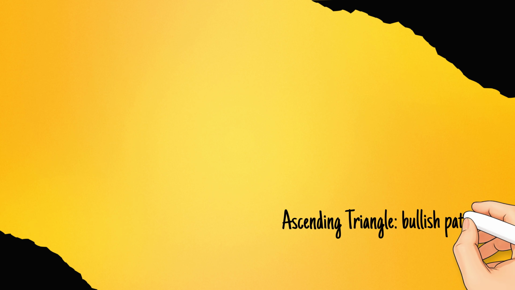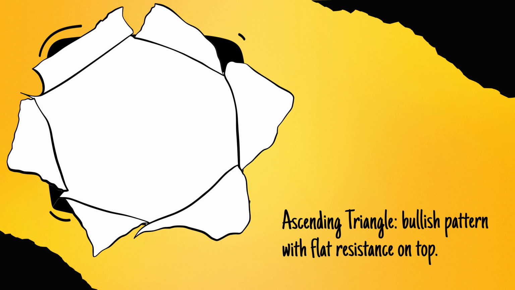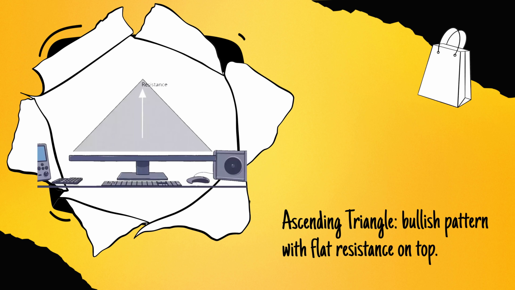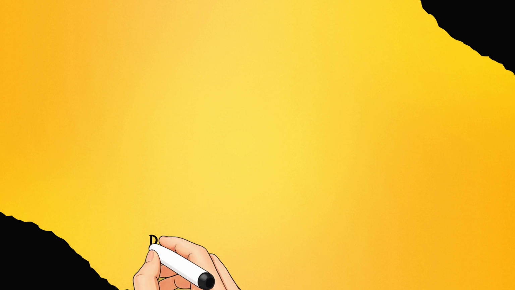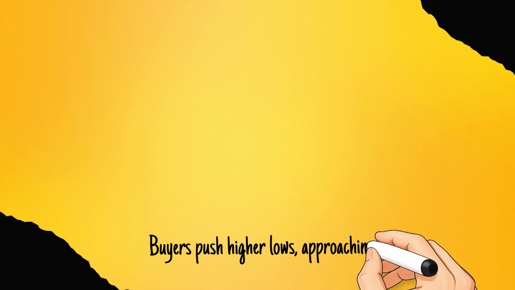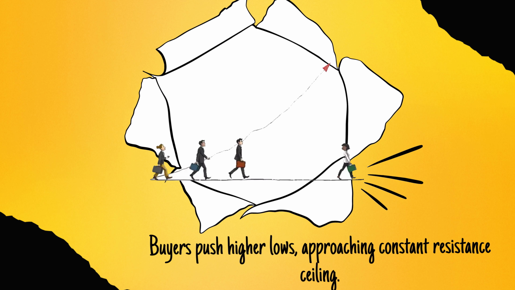Triangle Type 2, Ascending Triangle. This is a predominantly bullish continuation pattern. It has a flat top acting as resistance and an upward sloping trend line acting as support. The pattern signals that buyers are getting stronger. They keep pushing the low higher, chipping away at the constant ceiling of resistance.